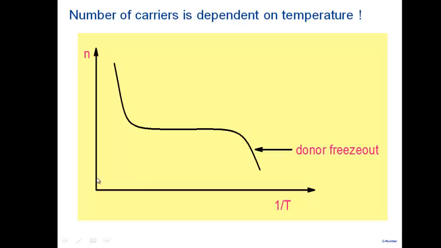And therefore, when you go to lower temperatures, what you find is, we call it donor freeze out, because the donor is not able to donate electrons to the conduction band here. So the number of carriers falls here.